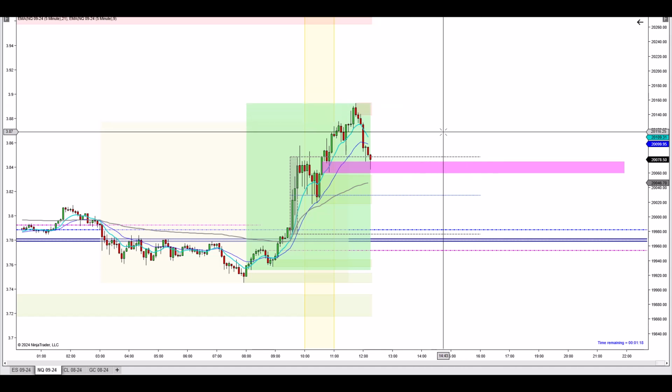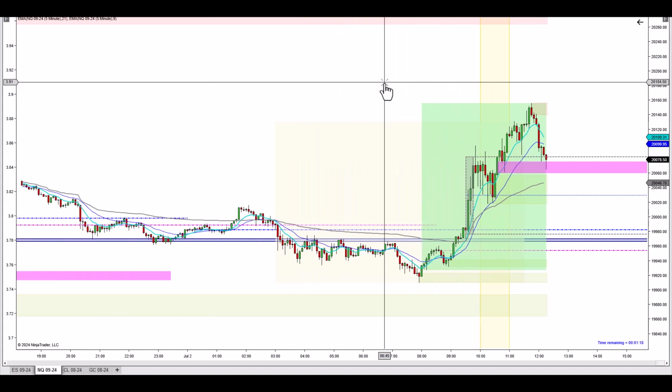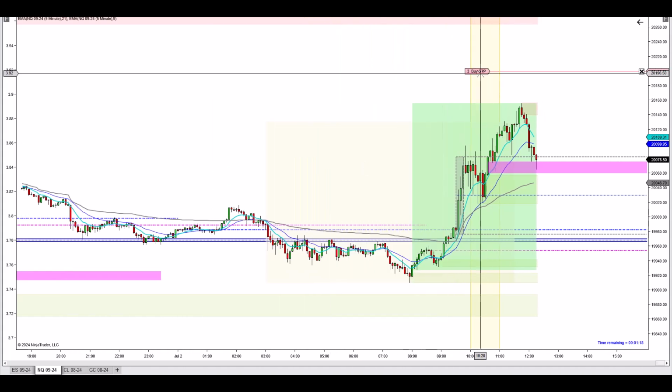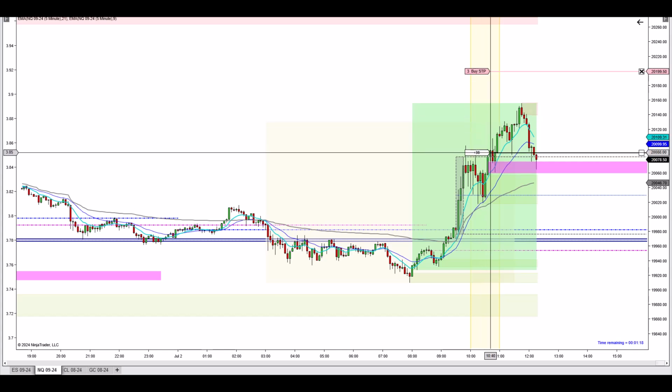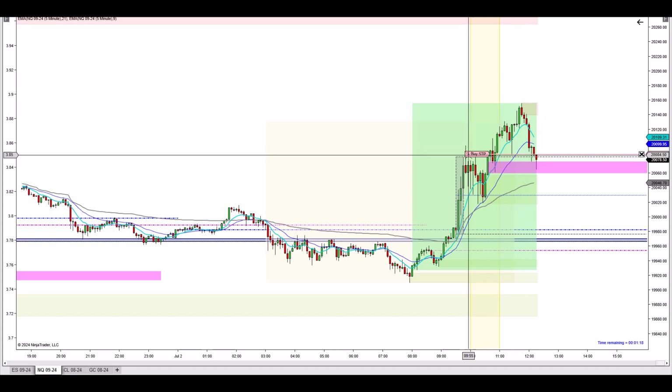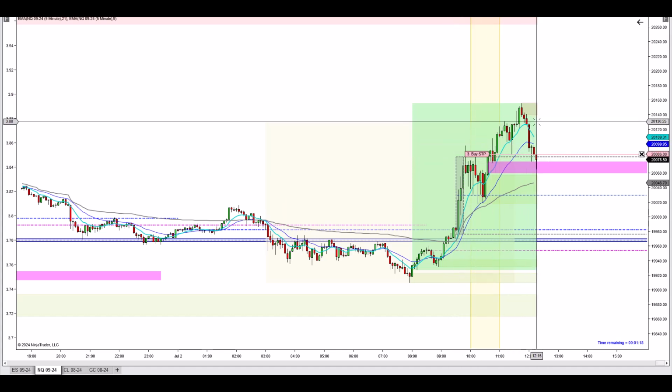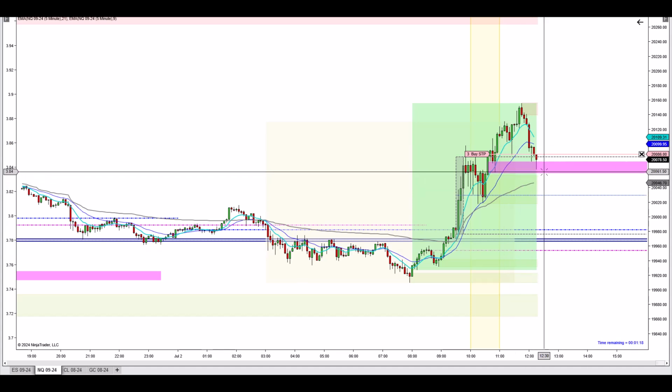All right, so now we're going to catch a trade here and show you this thing in action. So I'm going to buy stop right above there, and once price breaks above there, we'll catch a trade, and then we'll put our stop somewhere below here. All right, so let's get to it.